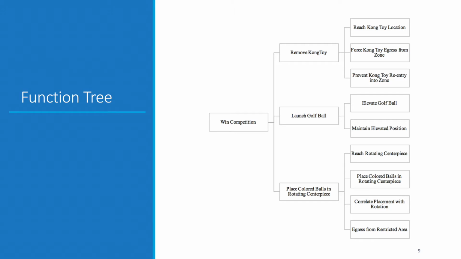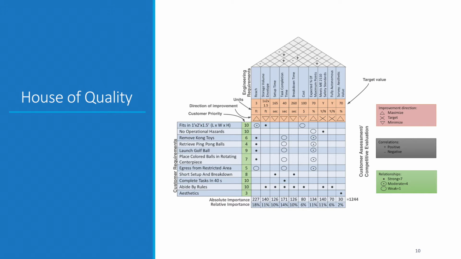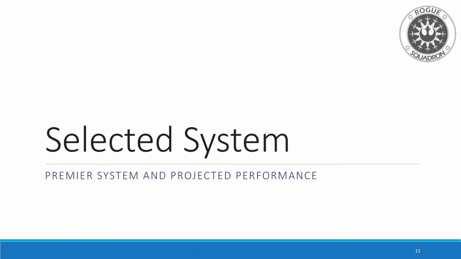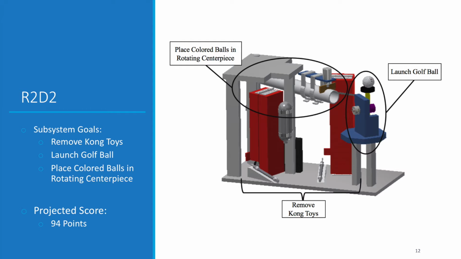The function tree depicted here deconstructs the tasks that the machine focuses on: removing Kong toys, launching the golf ball, and placing colored balls in the rotating centerpiece. A house of quality was developed to analyze the relationships between customer and engineering requirements. The criteria which are required for competition qualification are given a high rating for customer priority, and the engineering requirements which are strongly related to these criteria earn a high relative importance, such as reach, which earns the highest relative importance of 18%. The final machine, which was selected and then produced, employs the most effective design concepts identified using a concept evaluation matrix, which will be detailed later.